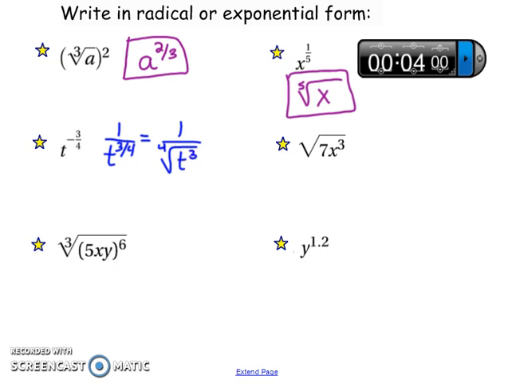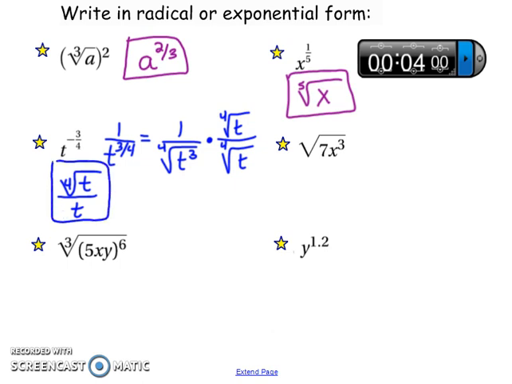We can't have radicals in the bottom, so we need to multiply. Since the exponent is a 3 on the bottom and we need it to be a 4, we need to multiply the top and bottom by just the 4th root of t. So now we got the 4th root of t on the top, and on the bottom we'll have the 4th root of t to the 4th, which simplifies to t.